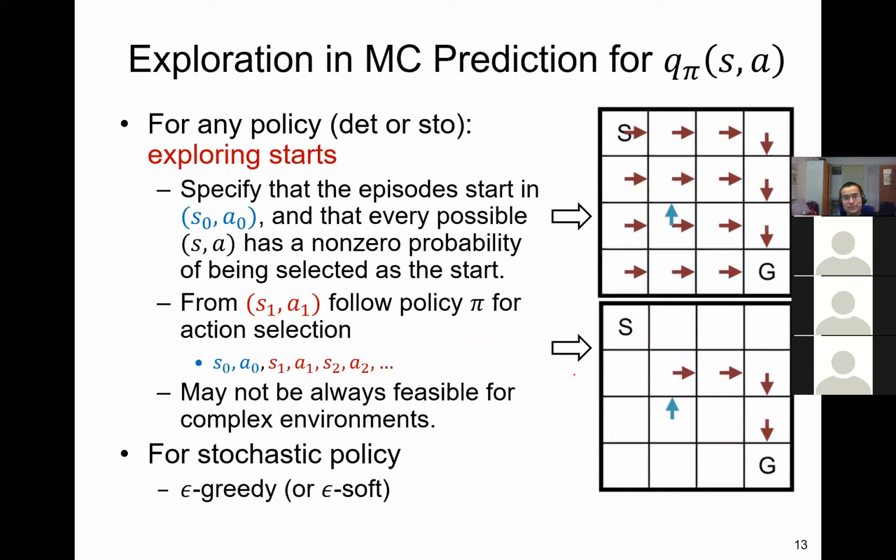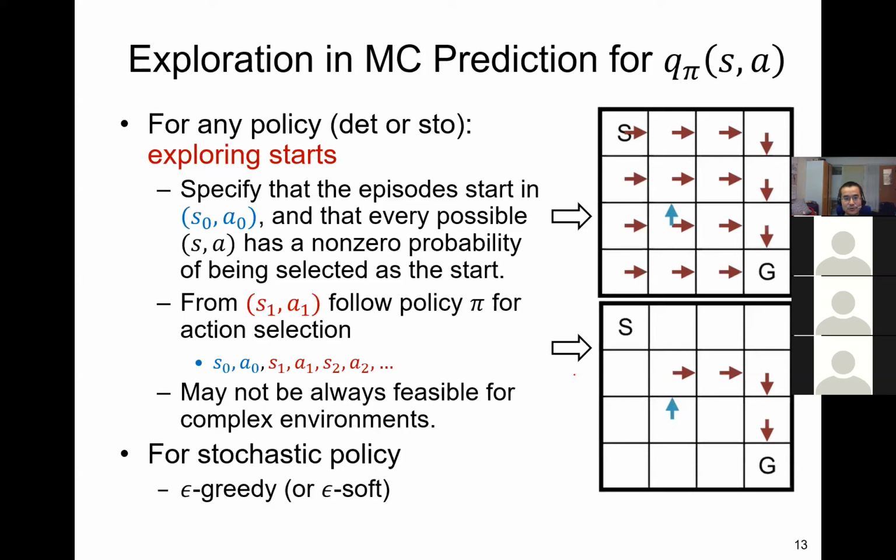So one problem is exploration. We have learned epsilon greedy before, or epsilon soft. So for stochastic policy, you take the current optimal policy with probability 1 minus epsilon, and epsilon is for exploration. But if you have a deterministic policy, you cannot have epsilon greedy. So the way to do exploration is exploring starts.